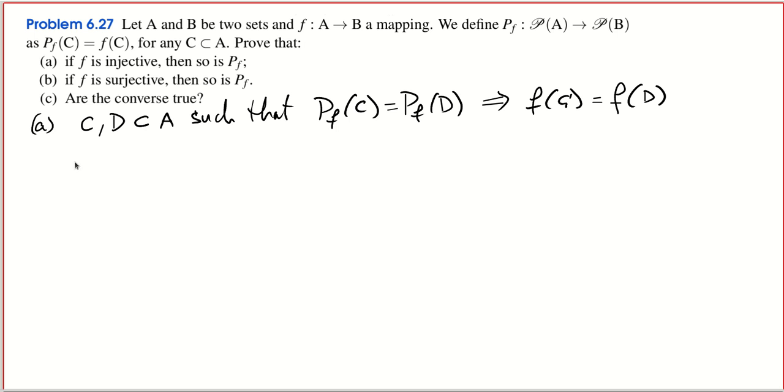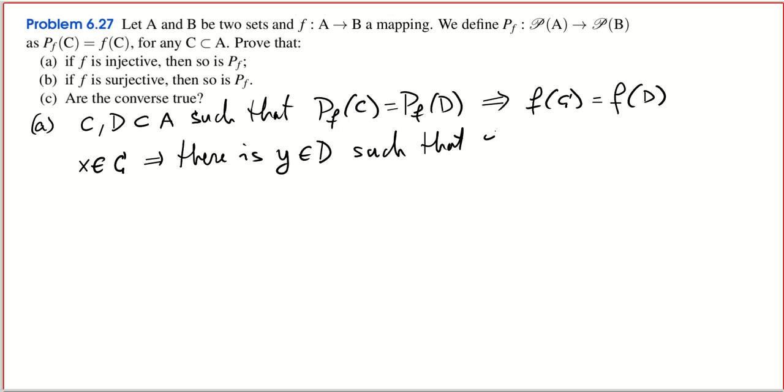And what this means is if x is in C, then there is y in D such that Fx is equal to Fy. Because this is what it's saying. All the images of the elements of C are also the images of the set D. So for any point in C, there is another point in D such that the two images are the same. But now we know that the function is injective, so this means x is equal to y, which means that x is also an element of D.